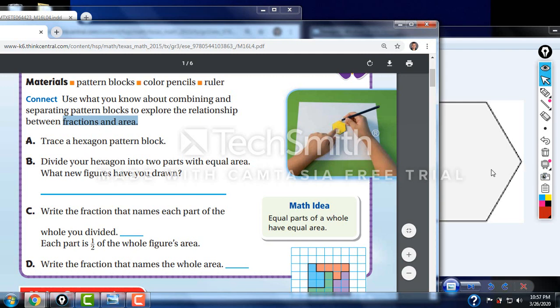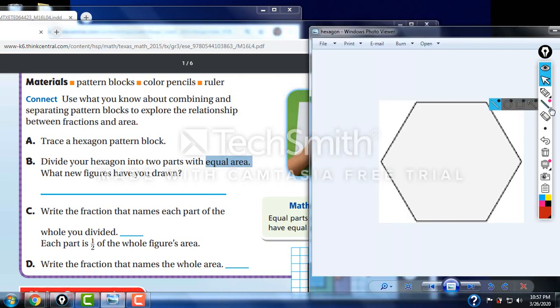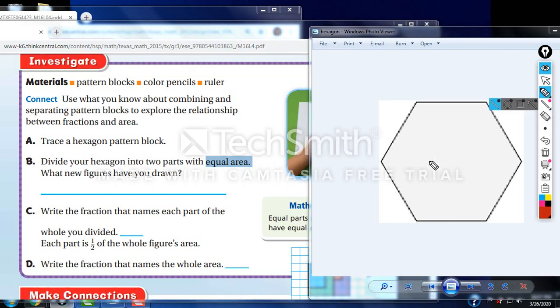So we already have the hexagon. So let's do the first thing. Divide your hexagon into two equal parts with equal area. What new figures have you drawn? So if you take your, and I don't have a ruler here on this app, but I'll do my best to draw straight lines here. And I'm still using my mouse, so forgive me.